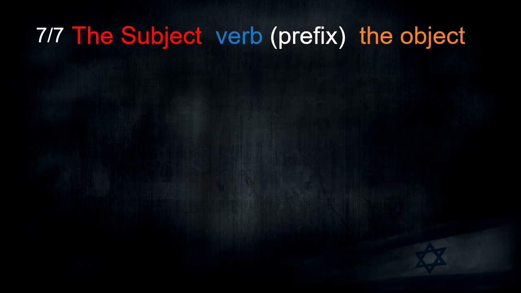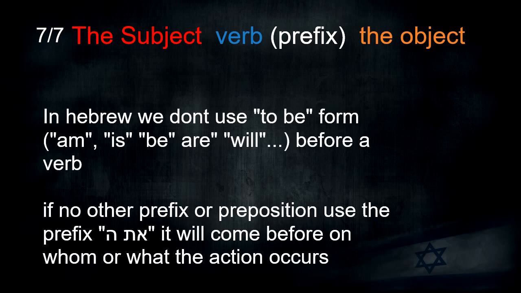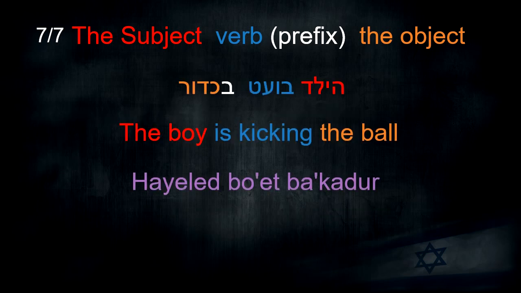The last structure is when we want to say that the subject is doing a verb to an object, an object that we already know. The difference between Hebrew and English is that we don't put to be before a verb. We don't put is or are before a verb. For example, in English we'll say the boy is kicking the ball. In Hebrew we'll say הילד בועט בכדור.